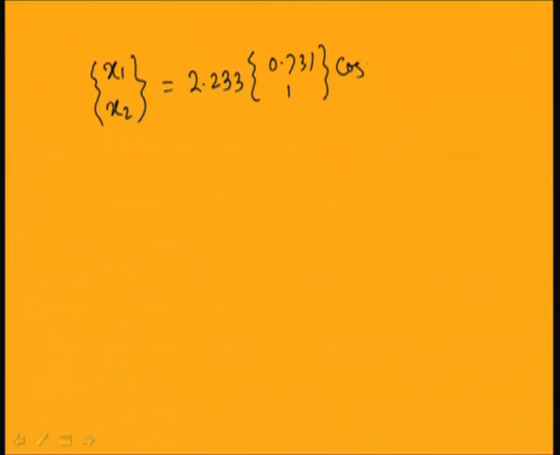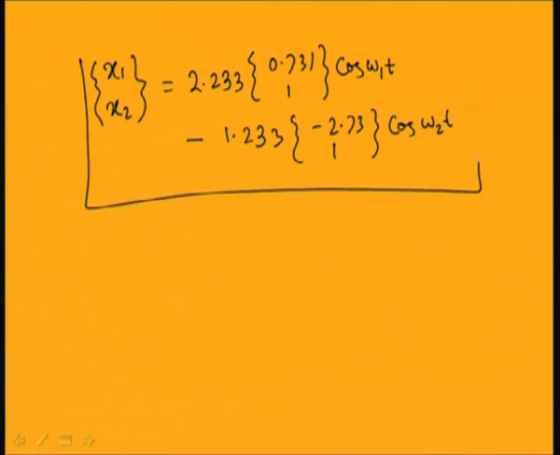So your equation is reduced to this form. So the resulting free vibration response of the system can be written as x1, x2 equal to 2.233, 3.7311 cos. So sin(omega t plus 90 degrees) is cos(omega 1 t). So this becomes cos omega 1 t minus 1.233 into 2.731 cos omega 2 t. So this is the required expression for this free vibration of the system.